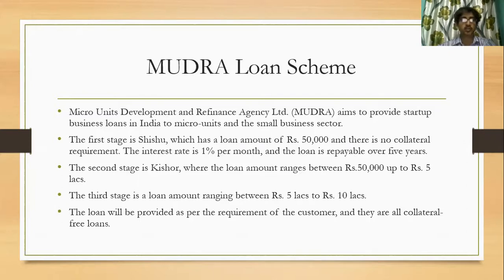The next one is the Kishore, where the loan amount obviously upgrades to 5 lakhs. 50,000 is the lower benchmark to 5 lakhs. And the third stage of the loan is definitely going above 5 lakhs to 10 lakhs. So this is the range for the third phase of the loan. And definitely, as I have mentioned already, this particular loan scheme does not demand any collateral from the entrepreneur. So obviously, Mudra is a loan scheme by the Government of India, but these are disbursed through the different banks.